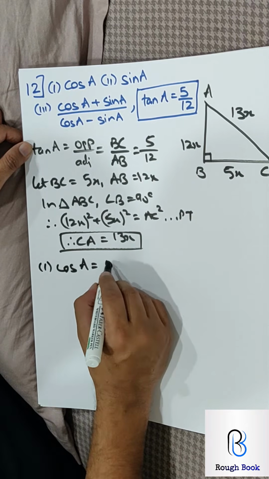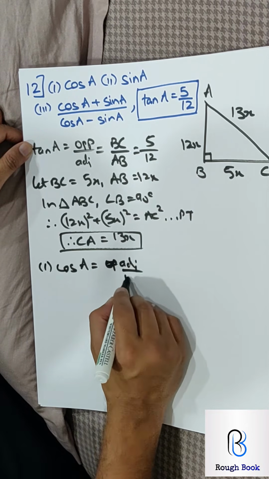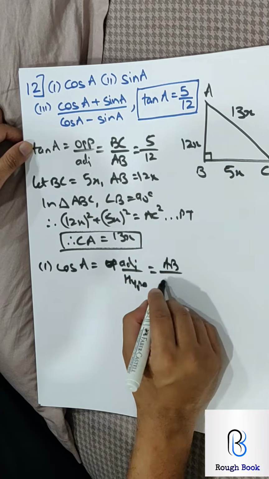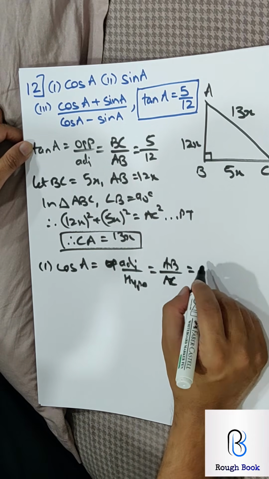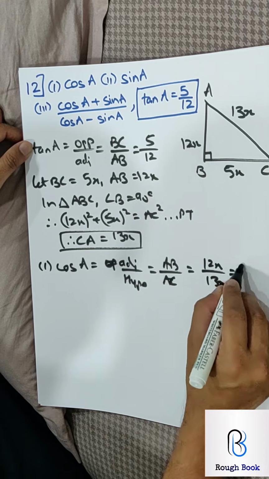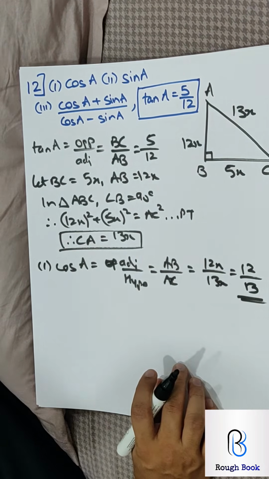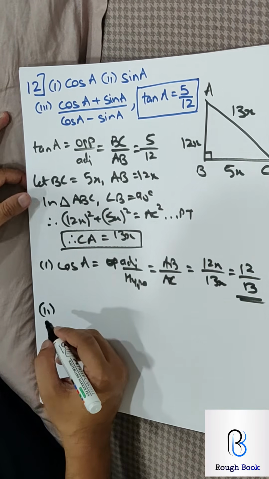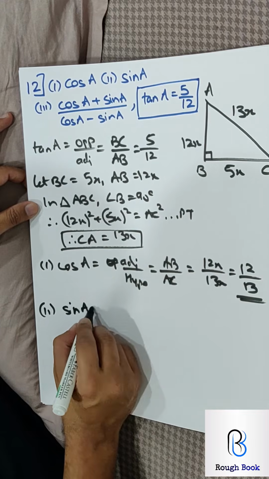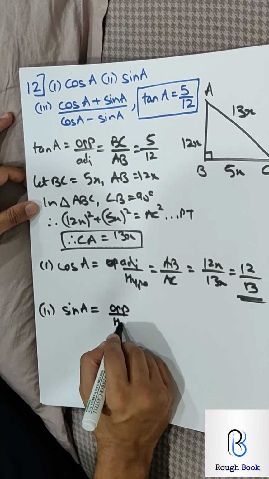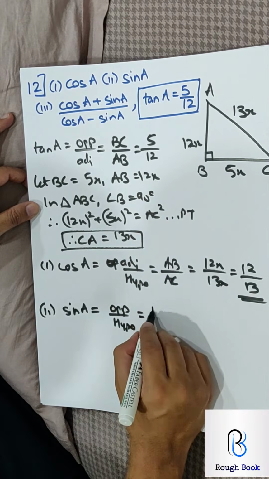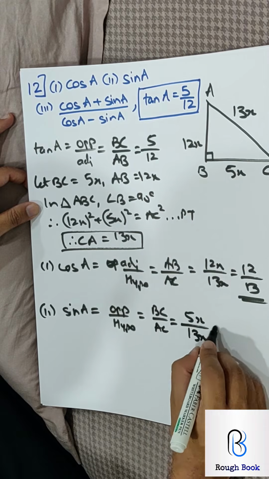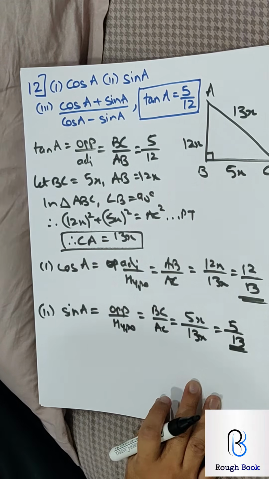So cos A. What is cos? Adjacent upon hypotenuse. So what is adjacent? For cos A, adjacent is AB and hypotenuse AC. So the first one is 12x by 13x, 12 by 13. How many managed to get this correct? 12 by 13, the first one? Correct. Let's go for the second one. Sin A. So sin A is opposite upon hypotenuse. So for A, opposite is BC, hypotenuse AC. So 5x by 13x, 5 by 13. How many got this correct?